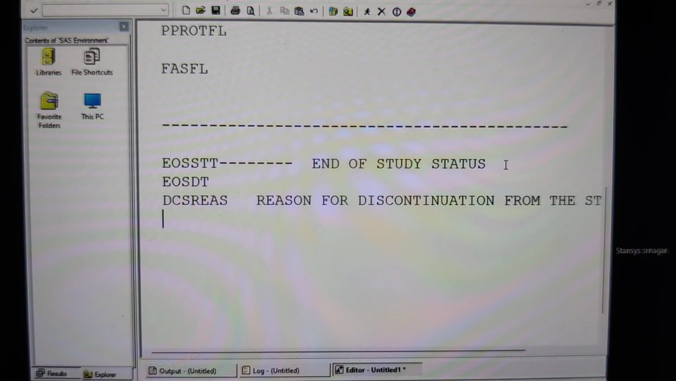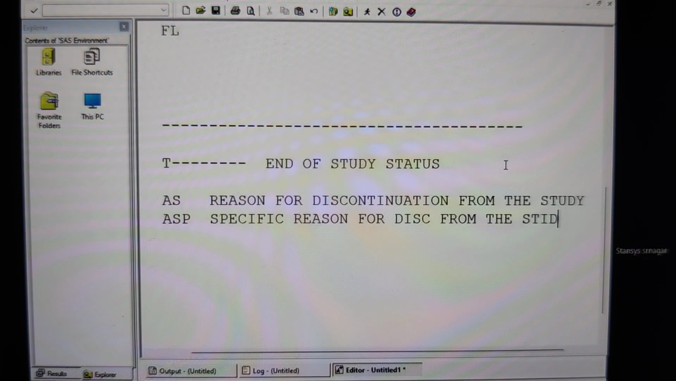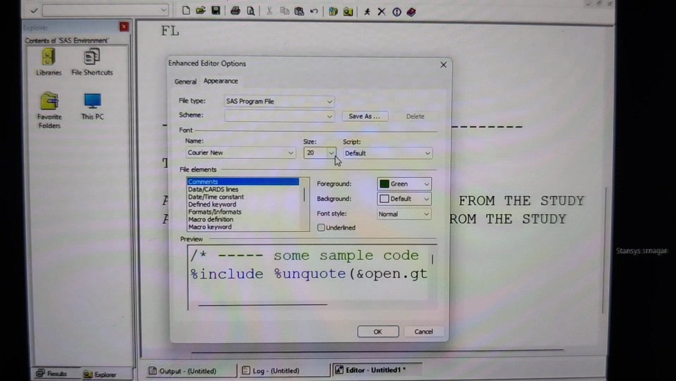Then we are going to have DCS REASP, reason specific for discontinuation from the study. Specific reason for the discontinuation from the study.